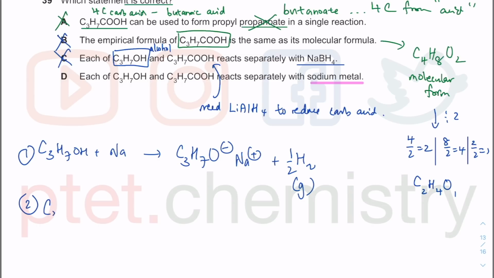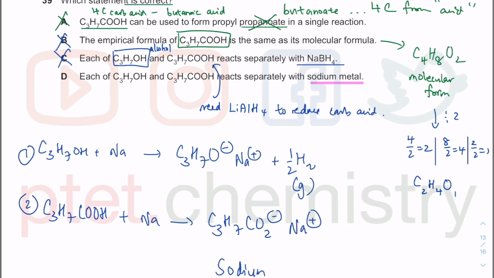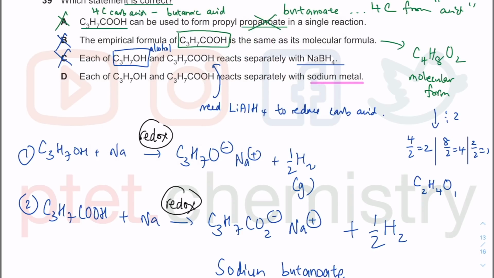And the other one will be C3H7COOH, metal plus acid. You will get the sodium butanoate. This is called sodium butanoate. Just like if you use the butanoic acid to form ester, you will get butanoate in the name of the ester as well. So what do we get? We will get hydrogen gas as well. So metal plus acid is a redox reaction. Metal plus water, metal plus alcohol is also a redox reaction.